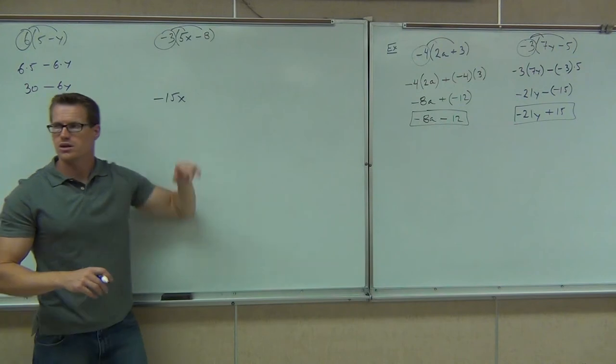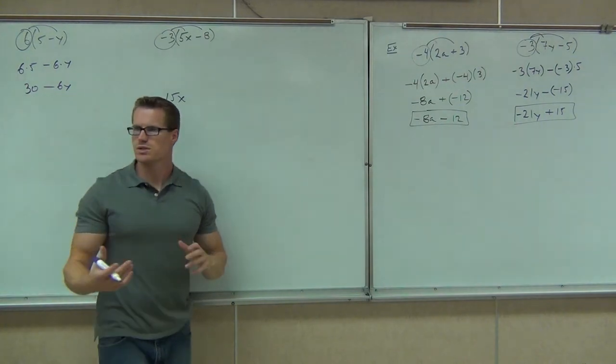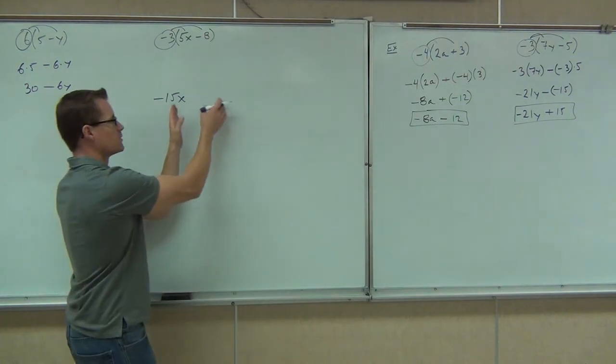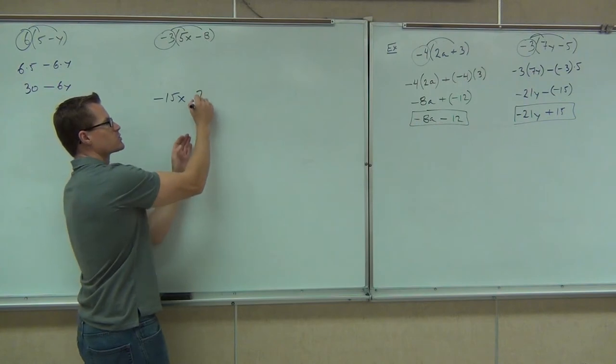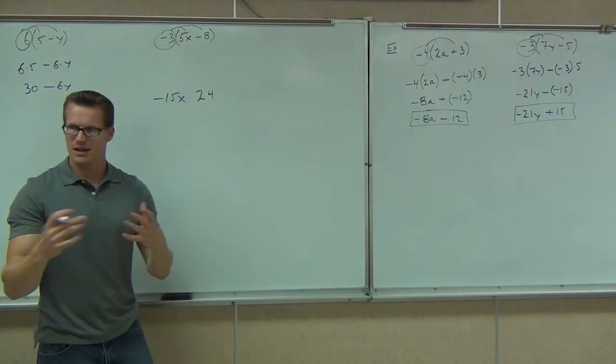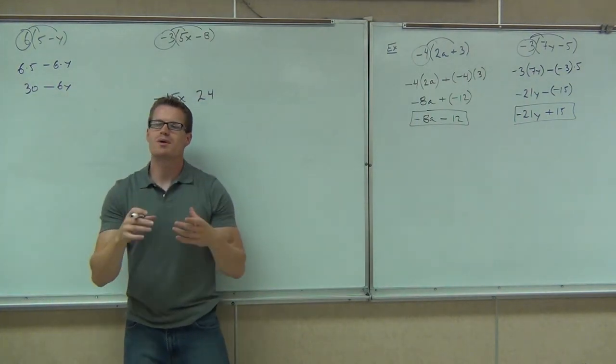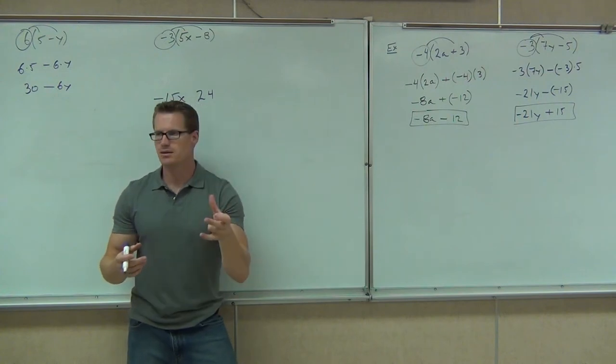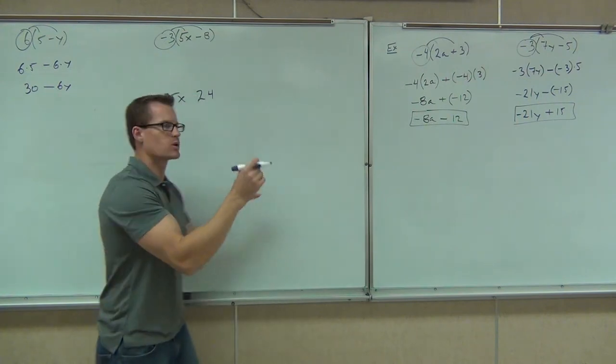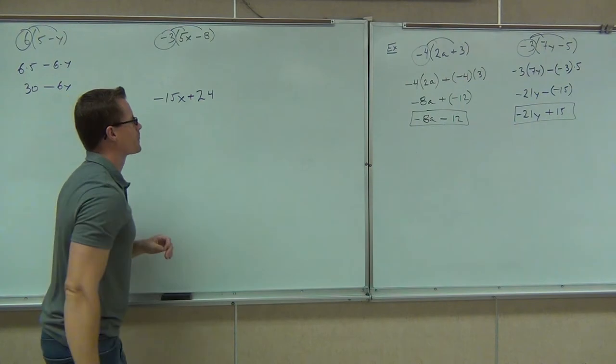Positive 4. You've got to be real good with your signs, don't you? Real good with your signs. So we're going to put what down here? Plus positive 24. Yeah, we don't just put 24. Okay, it's positive, yes, but what we mean by positive is that you can add it. You're adding to it. So we don't just leave it 24, we put plus 24.